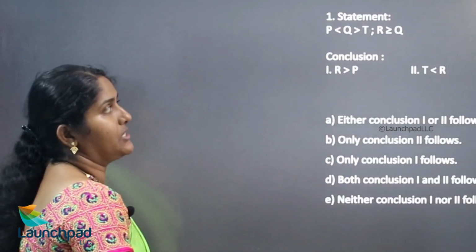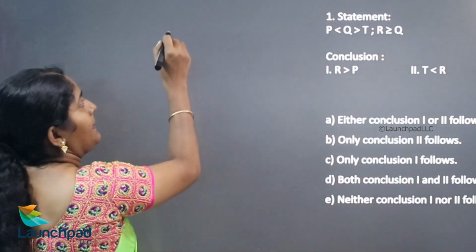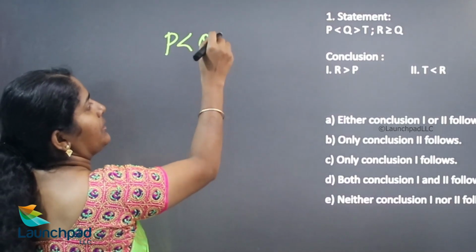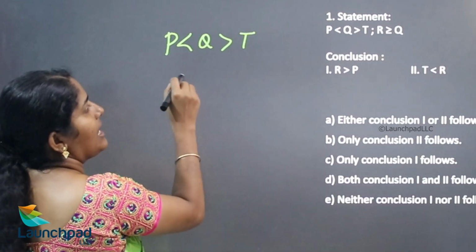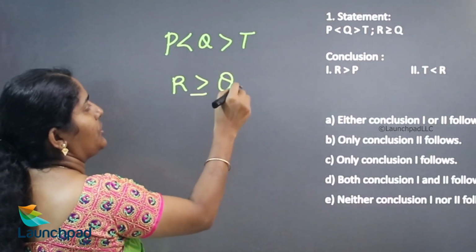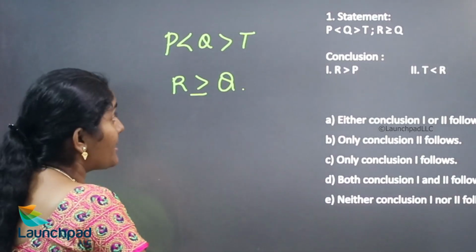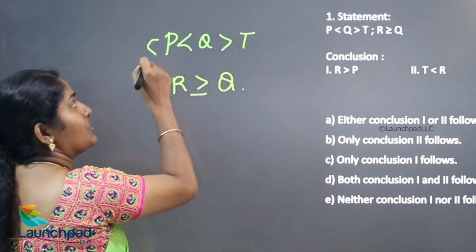Everyone, in this video we are going to see the next type of coded inequalities. Let's see the question one by one. Statements. What are the statements here? P less than Q greater than T and R greater than or equal to Q. Okay, now I can connect these two statements.